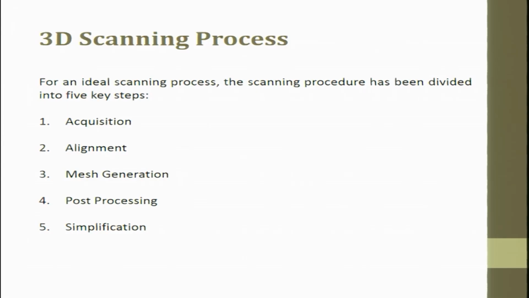So, we will see. In the 3D scanning process, for an ideal 3D scanning process, the scanning procedure has been divided into acquisition of data, alignment of data, mesh generation, post processing and simplification. These are the 5 steps involved in the 3D scanning process. Acquisition, alignment, because you are trying to acquire, and suppose it is not aligned in one particular plane, it is misaligned. So, alignment is a problem. Mesh generation, post processing and simplification are some of the major steps involved in 3D scanning.